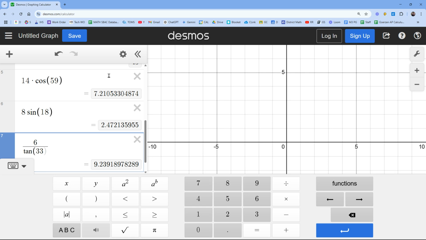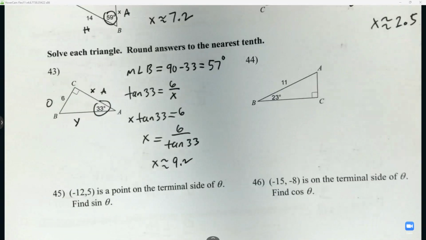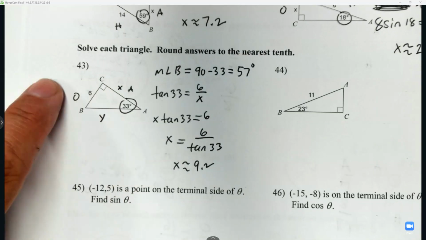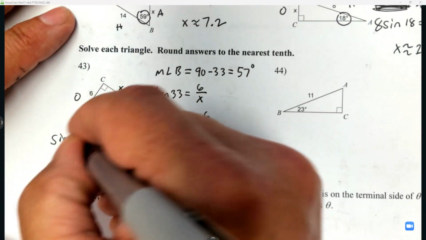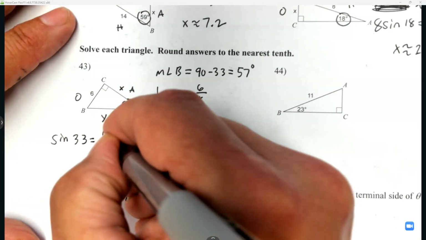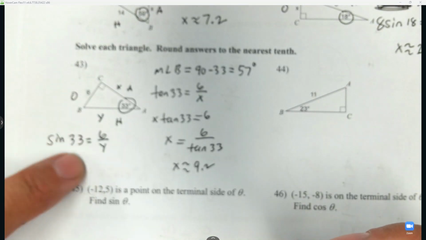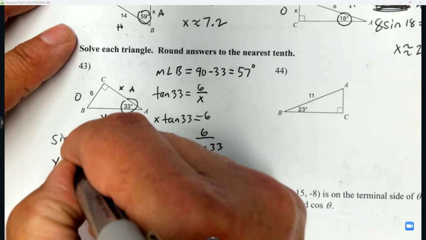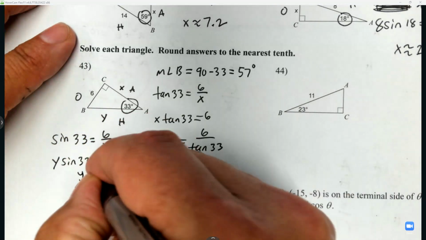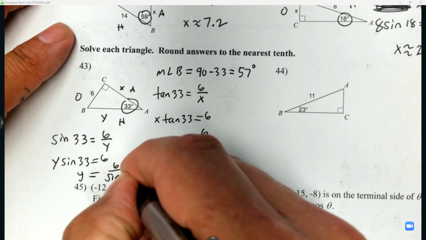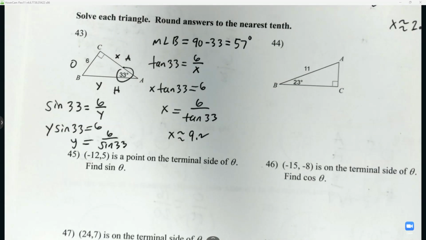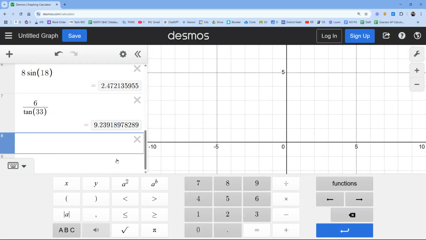I'm going to set up another equation to solve for the other missing side. So to solve for y, that's going to be opposite and hypotenuse. So that's sine. So I'm going to write down sine 33 is equal to opposite over hypotenuse. That would be 6 over y. And then I'm going to solve it. So I'm going to multiply by y. I'm going to divide by sine 33 and then use my calculator. So it's 6 divided by sine 33. And that is 11.0.